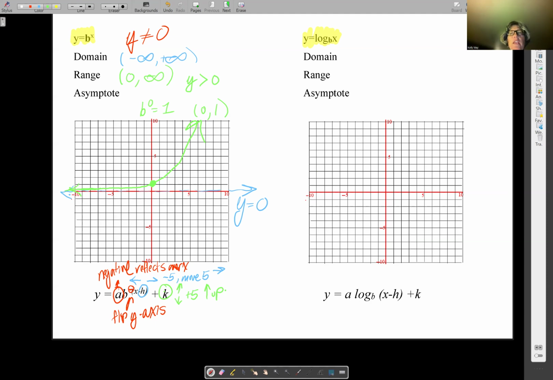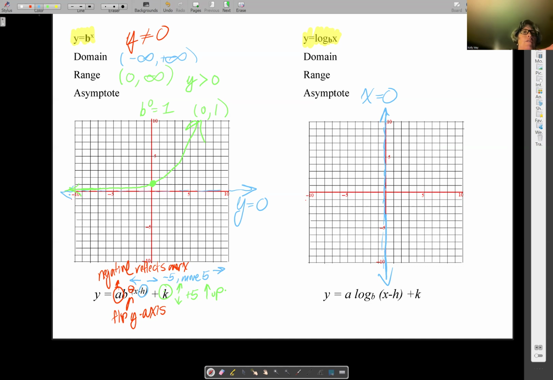Logarithms is the inverse. So in a logarithm, your asymptote is x equals 0. So where it doesn't work, that should be dotted, excuse me, is going to be x equals 0.